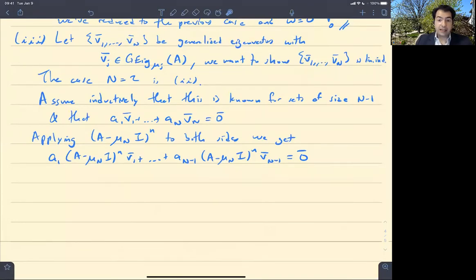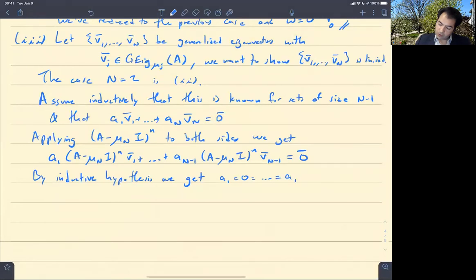Vn is in the generalized eigenspace corresponding to mu_n, and so applying (A minus mu_n I) raised to the n to vn kills it. So great, now we have n minus 1 terms, and each of these is still in its corresponding generalized eigenspace, by property 1. So we can apply our inductive hypothesis, and we get that a1 is equal to 0 all the way to a_{n-1}.